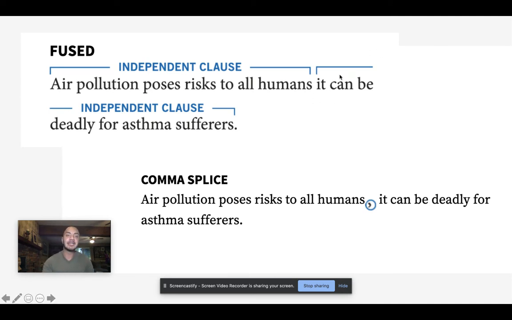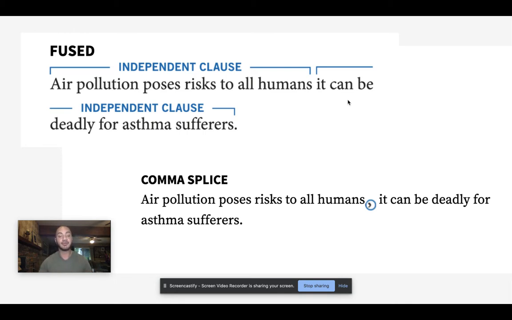So notice there is nothing in between those two independent clauses. That is what makes that sentence an error. In this case, it is a run-on sentence and a fused sentence. The second example, where we put a comma in between those two independent clauses, is still an error.